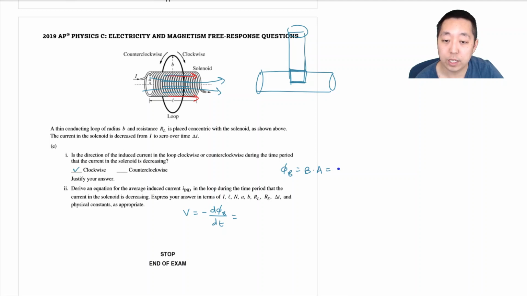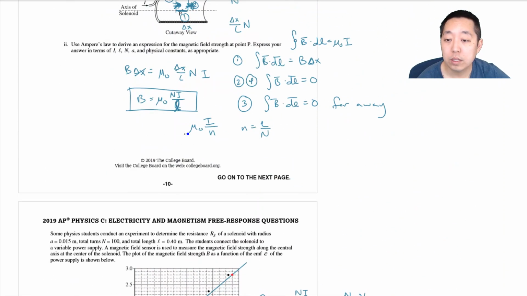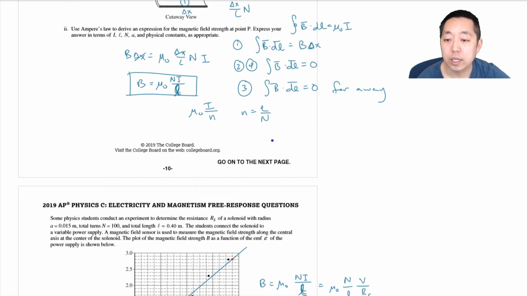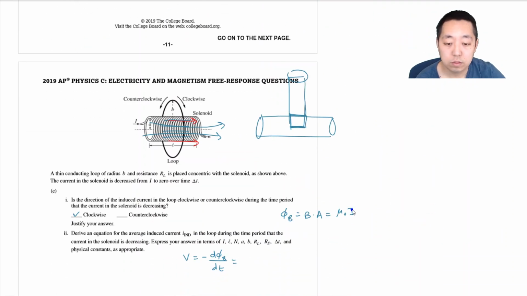I know the strength of the magnetic field. It is mu naught N I over L. And then the area is the area of this circle right here, which is pi times A squared. Okay, so that is the flux. All of these are constant: mu naught N pi A squared over L, times I. I is the only thing that's going to start changing, right?